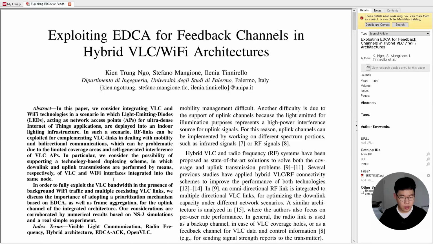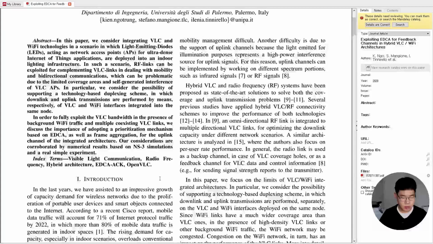prioritization mechanism based on EDCA, as well as frame aggregation for the uplink channels of the integrated architecture. Our considerations are corroborated by numerical results based on the NS simulator and a real simple experiment. Index terms: visible light communications, radio frequency, hybrid architecture, EDCA, OpenVLC.